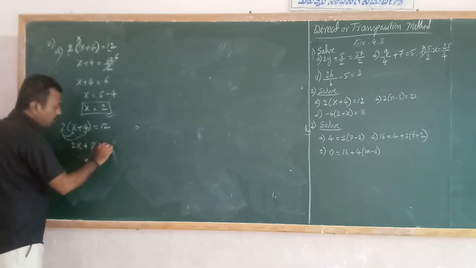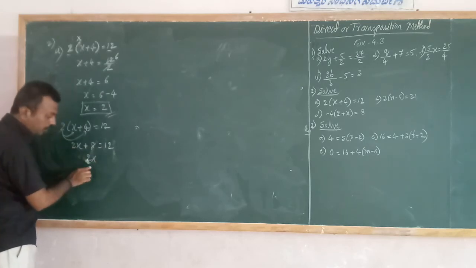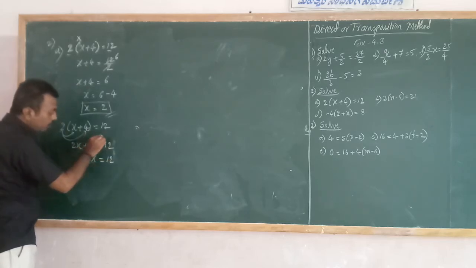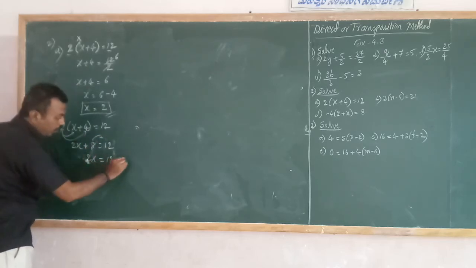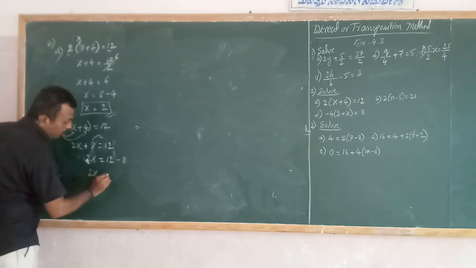It is equal to what? 12. Now 2x you have to keep in the LHS. 2x equals 12, which we write in the RHS, plus 8 we should send to the RHS. It becomes what? Minus 8. Therefore 2x is equal to 12 minus 8. How much will it become? Yes, 12 minus 8 will become 4.